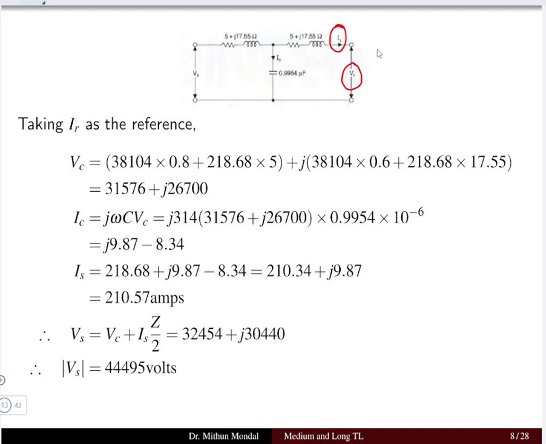Now we will be taking the VR as the reference. What is the meaning of taking VR reference? That VR angle, the angle of VR, will be equal to 0 degree. Then we will calculate the other parameters.